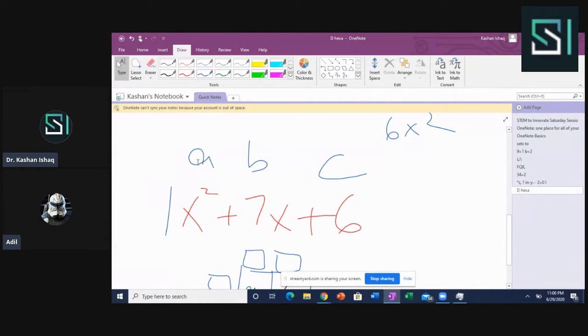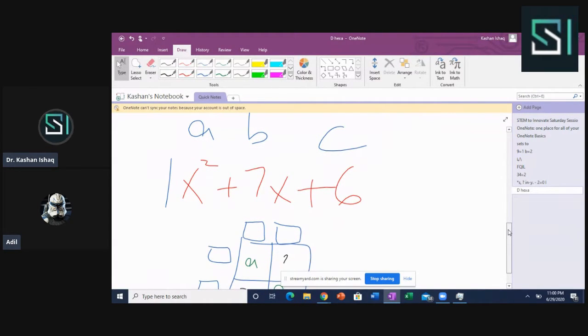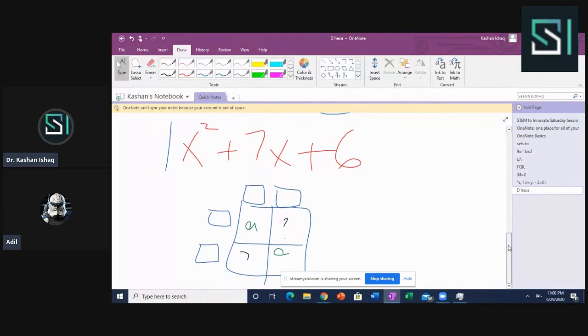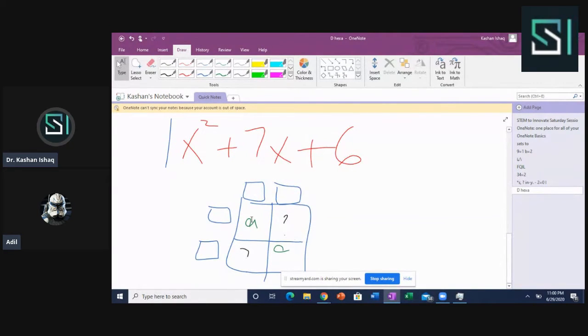coefficients. So coefficient A is 1, the coefficient for B is 7, the coefficient for C is 6. It really doesn't have a variable, so it's just C itself. What I'll do here is put A and C in the diagonal, which means I will put down exactly what that represents. So I'm going to put down 1x squared here, and I'll put the 6 right there. You with me so far?